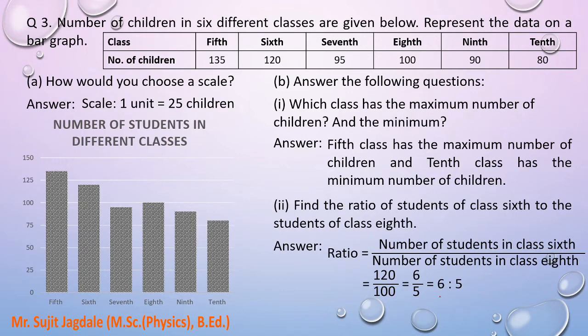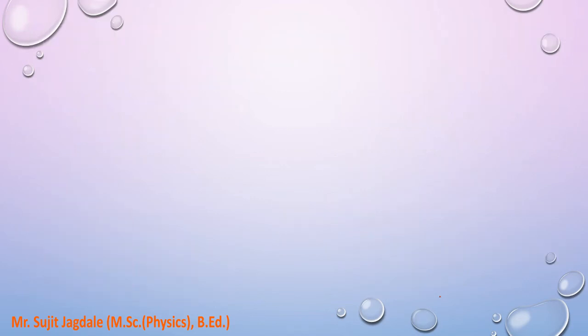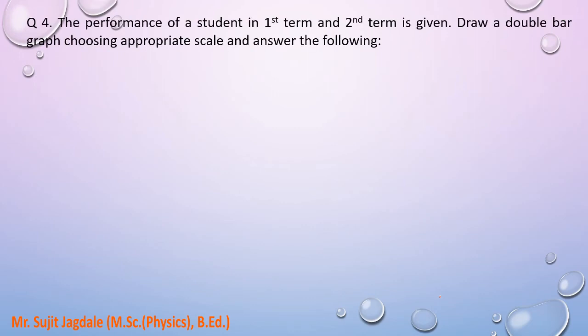In this way we can solve the questions by drawing the bar graph. First we draw the bar graph, then from that data we can find the solutions for the given questions. Now in the same way, the next question is again to draw a bar graph. Draw a double bar graph choosing an appropriate scale and answer the following. Now here a double bar graph means for the same candidate. Here which type of data is given? The performance of students.